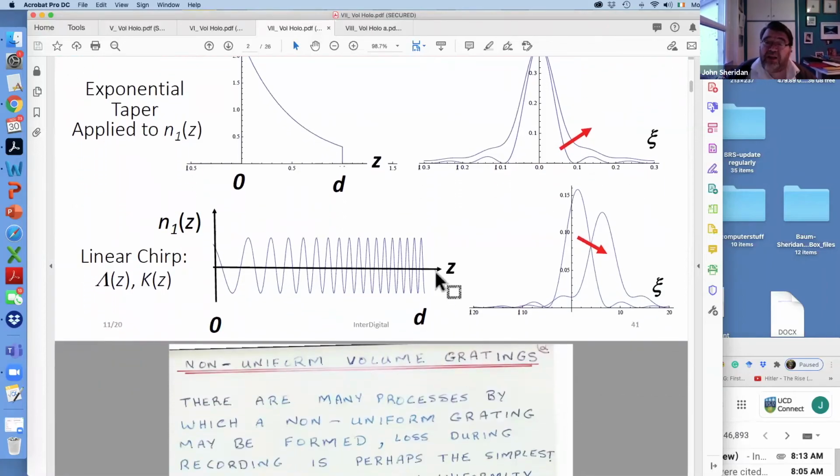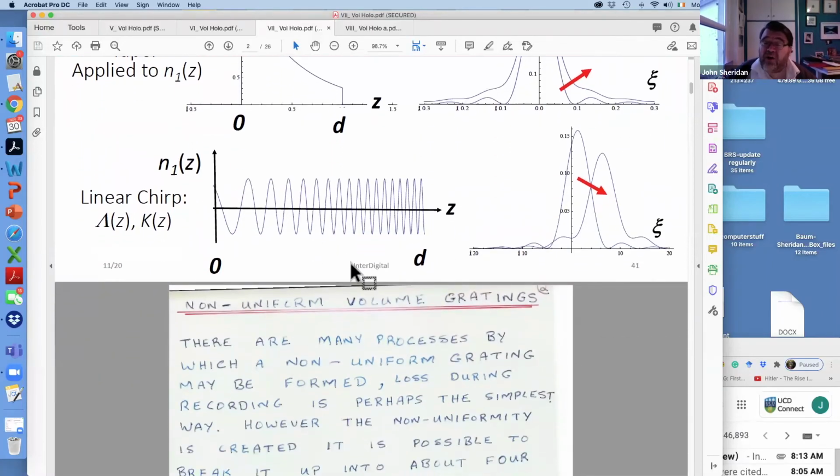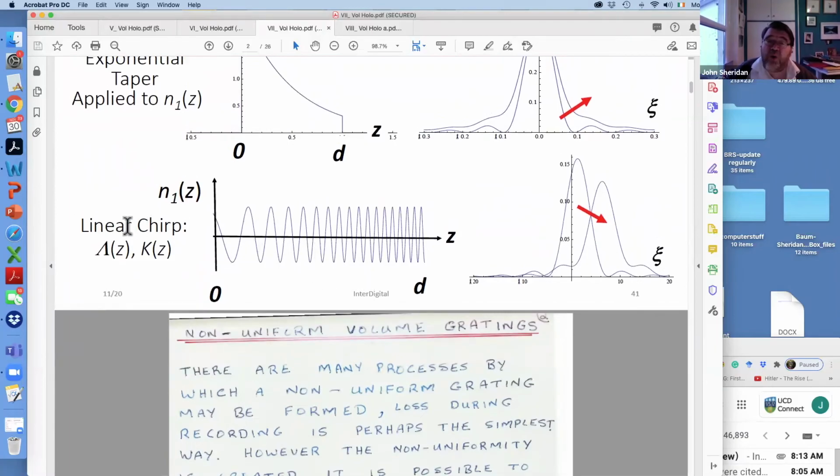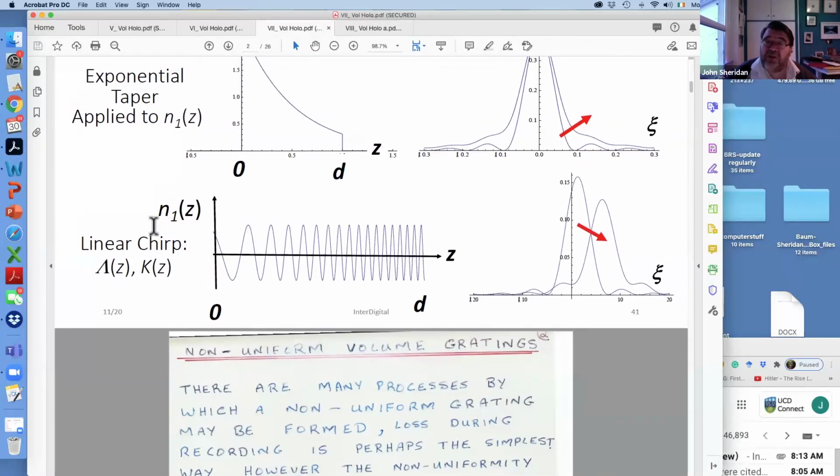Another effect, and I like to think of this as an accordion musical instrument type effect, is a linear chirp. So an exponential taper and a linear chirp. It turns out there are analytic expressions for these two particular cases, but they're not very nice. They're complicated, relatively speaking, compared to the sinc.